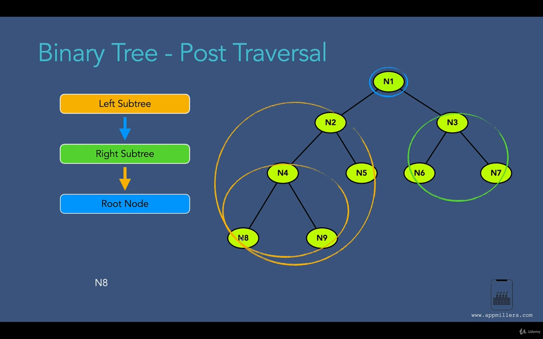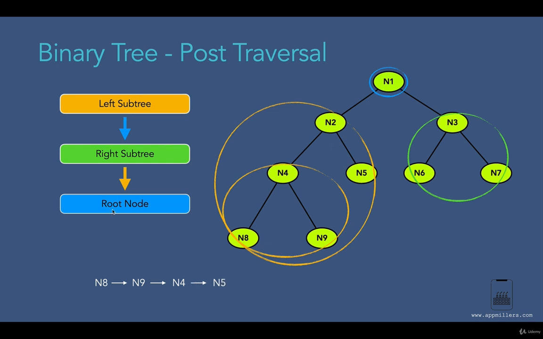Now after visiting N8, we are going to continue to the right subtree. In the right subtree, we have only one child, which is N9. So this is the next node that we are going to visit. Now after visiting the right child, we are going to continue to the root node. The root node of this smaller left subtree is N4, so the next node that we are going to visit is N4. Now after finishing this smaller left subtree, we are going to continue to the right subtree of this bigger left subtree. The right subtree of this bigger left subtree is N5 because we have only one child over here. So the next node that we are going to visit is N5.